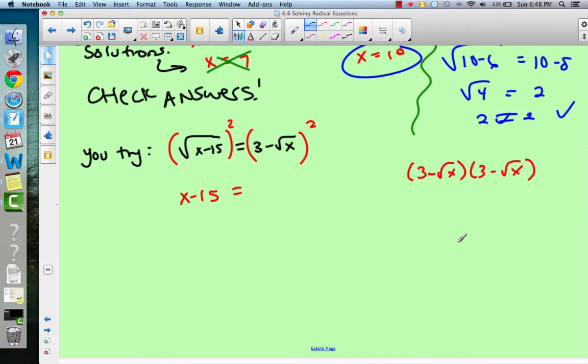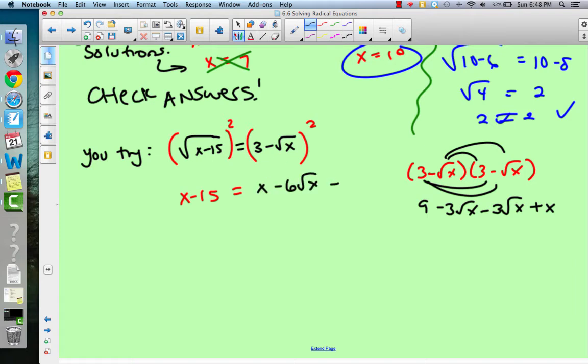All right, so let's check our answer. When I FOILed this, I got 3 times 3 is 9. 3 times negative root x is negative 3 root x. And then right there we get negative 3 root x again. And then negative root x times negative root x, the square roots cancel each other out, so we get positive x. So right here I get x, and then minus 6 root x, and then plus 9.